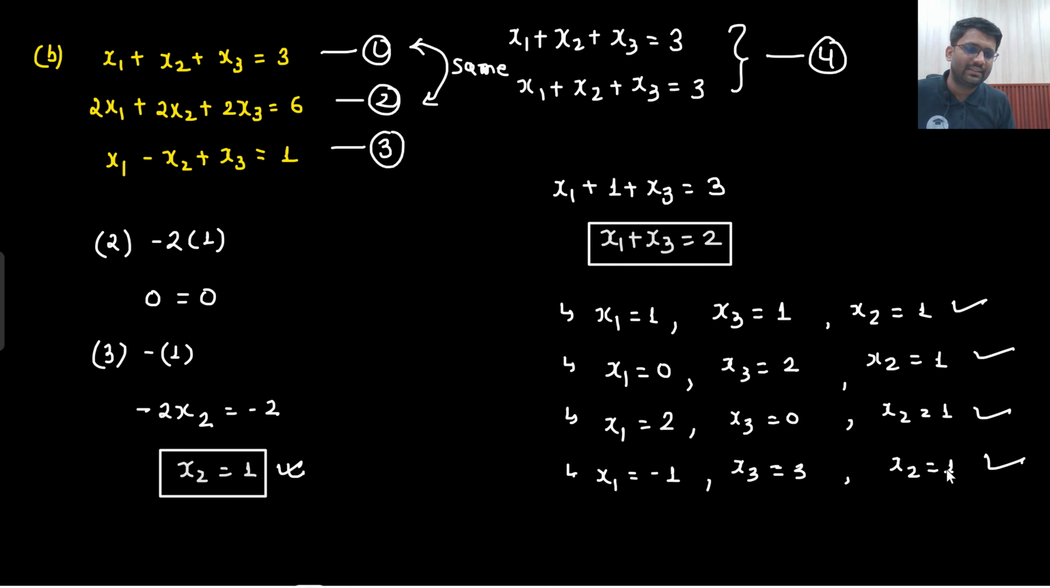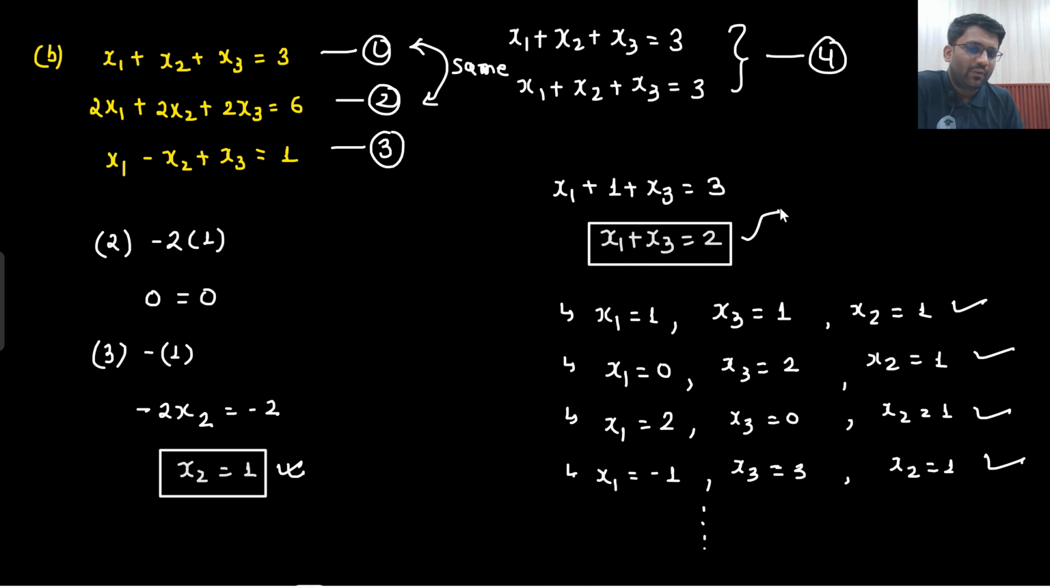So 3 into 2 will be 6. And 2 into 1 will be 1. 2 into minus 1 will be minus 2. So minus 2 plus 2 will get cancelled out. 6 equals 6. And put x1 equals minus 1 here. x2 equals 1. So minus 1 will become minus 2. Minus 2 plus 3 will become 1. So this condition is also satisfied. So there would be infinite solutions, no?